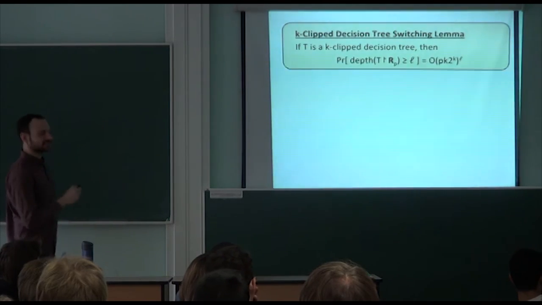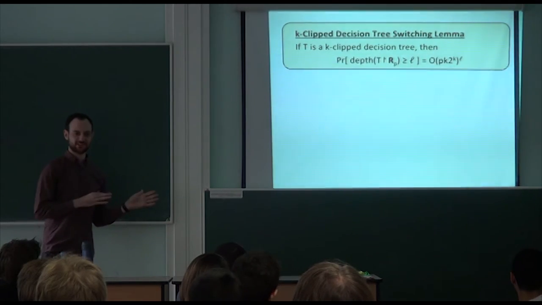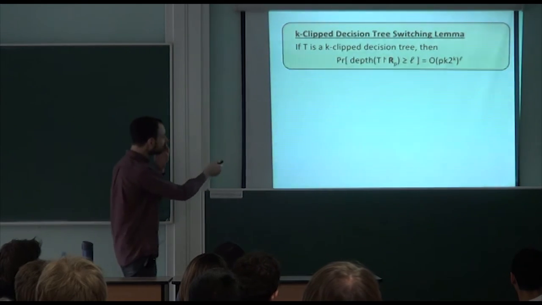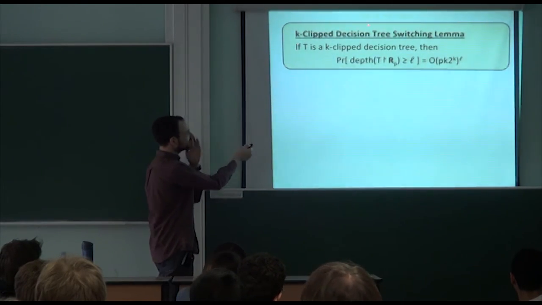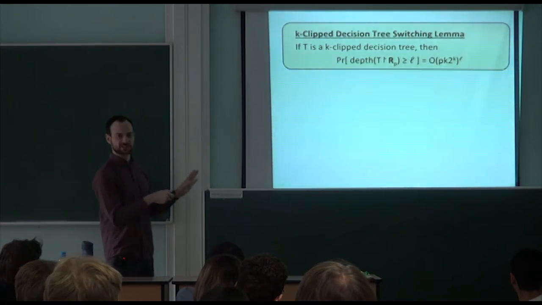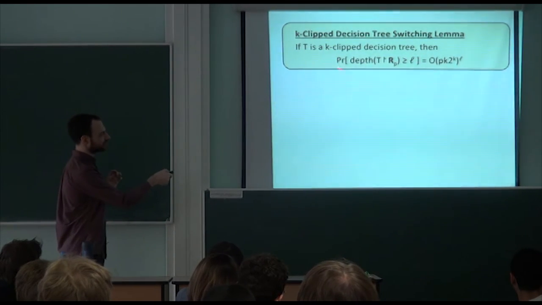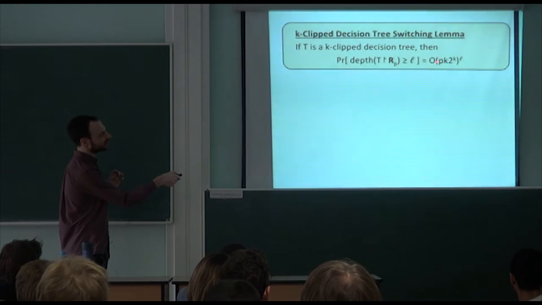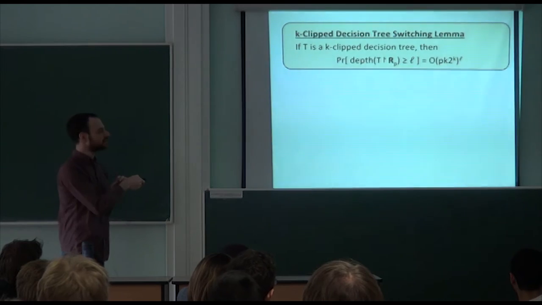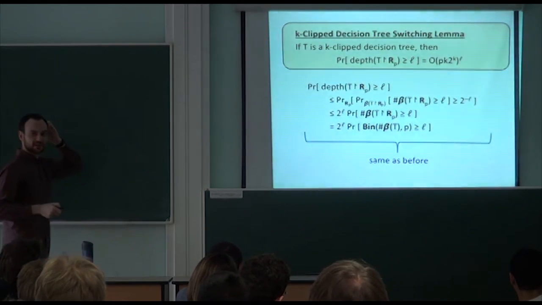Okay, so now here's the first generalization of our decision tree switching lemma that I want to present, and it's going to be exactly the same argument that I showed before. So this is a K-clipped decision tree switching lemma. Now T is not a depth k decision tree, but a K-clipped decision tree, and we get a switching lemma where the bound is now p k 2^k to the L instead of p k to the L. And I want to claim the proof is really exactly the same.